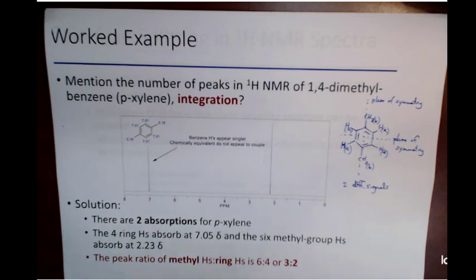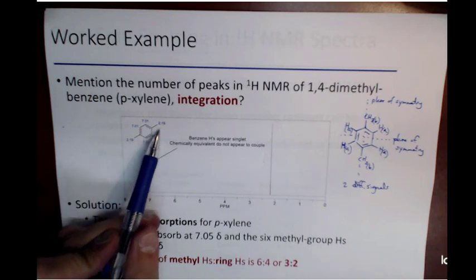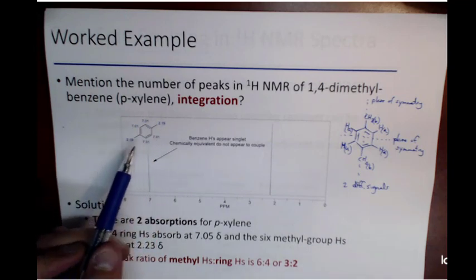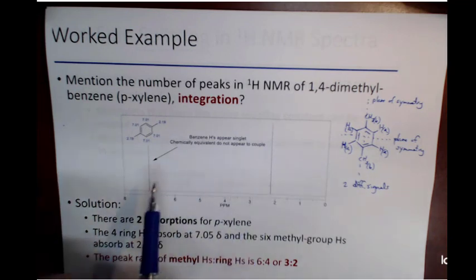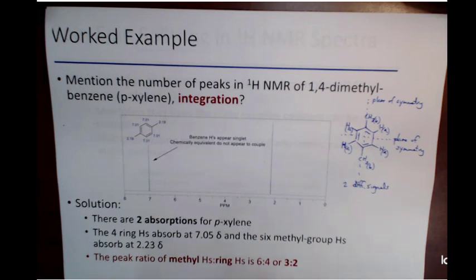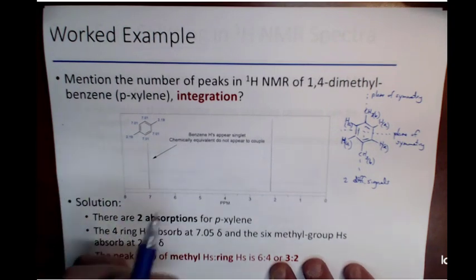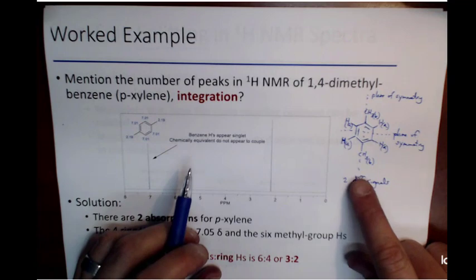All right. And so looking at another worked example we have here, it says mention the number of peaks for proton NMR for 1,4-dimethylbenzene. All right, so here I've given you a nice clean structure for 1,4-dimethylbenzene. And what we see in our NMR spectra is we have 2 peaks, 2 signals. And so this tells us that we really only have 2 different types of hydrogens.